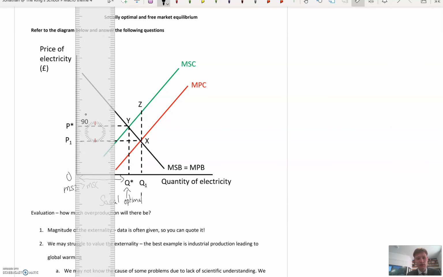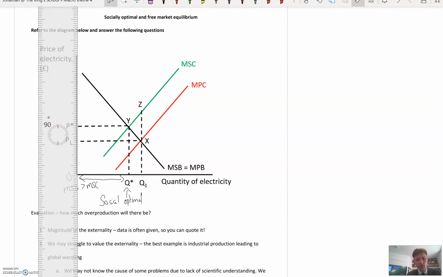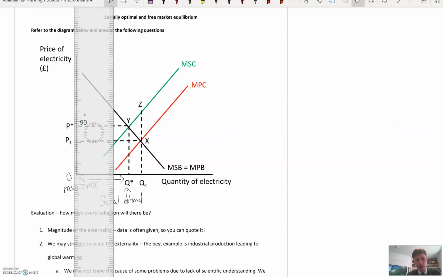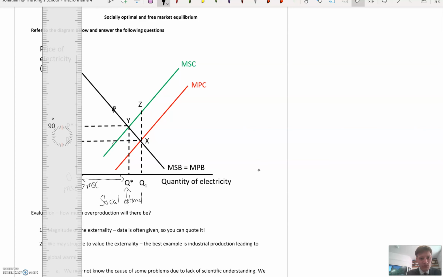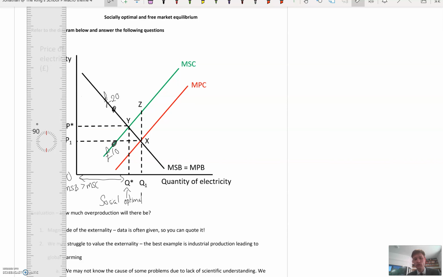If I look at it vertically, at all points from 0 to Q star, I've got a situation where the black line here, that's the marginal social benefit, is greater than the marginal social cost. That means this good, for example, costs the benefit to society £20, and it costs society £10 to produce. I've got 20 minus 10, I've got £10 of benefit there. And that is something called social surplus. And it's the entirety of this whole triangle here.